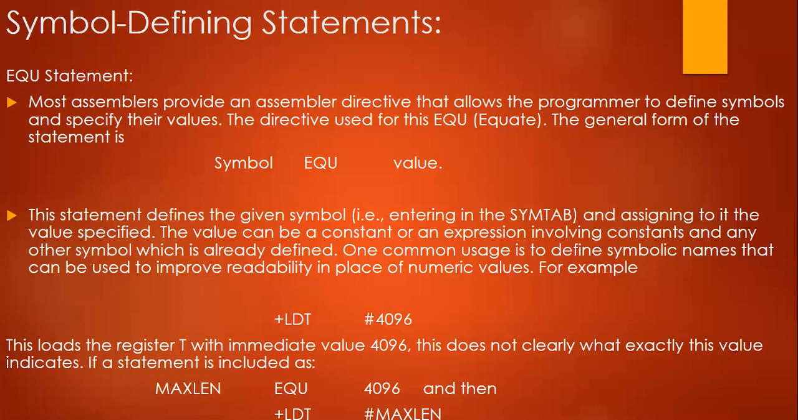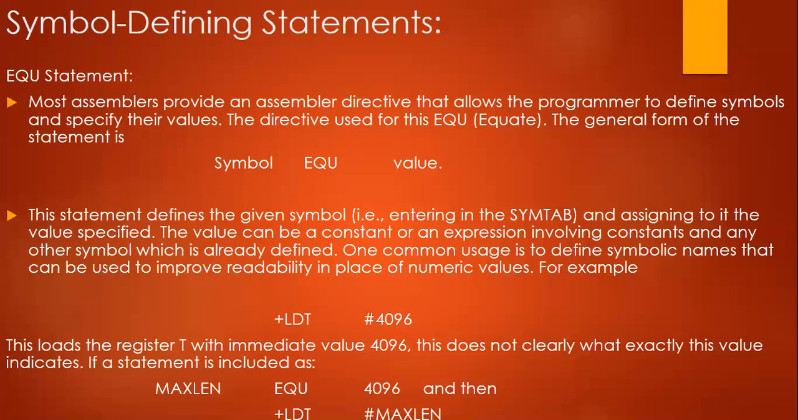The value can be a constant or an expression involving constants and any other symbol which is already defined. This is very important. This is the only restriction we have. If you want to assign another symbol as the value for one symbol, then that symbol should already be defined. If you are trying to make B equal to A, then A must be defined in a previous statement, or somewhere it should already be defined. Then only we can do it.